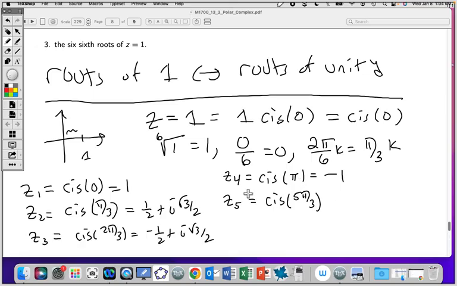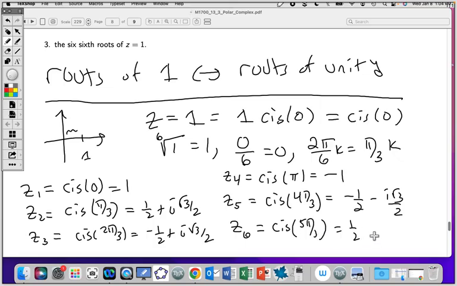Let's see. No, excuse me. 4 pi over 3. I skipped 1. 4 pi over 3, which would be minus 1/2 minus i square root 3 over 2. And the last one, z6, would be cis 5 pi over 3, which would be 1/2 minus i square root 3 over 2. So you start at 0, and then you add pi over 3's. You're just working your way around the unit circle because we're on a circle of radius 1.